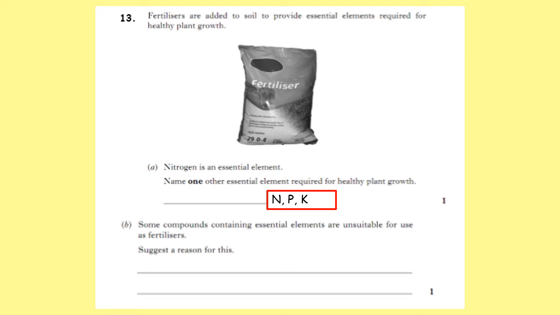Some compounds do contain essential elements but are unsuitable as fertilizers. Why might that be the case? Why might a chemical be unsuitable for being a fertilizer even though it contains an essential element? The answer is they might not be soluble, because remember, fertilizers must contain an essential element and they must be soluble.